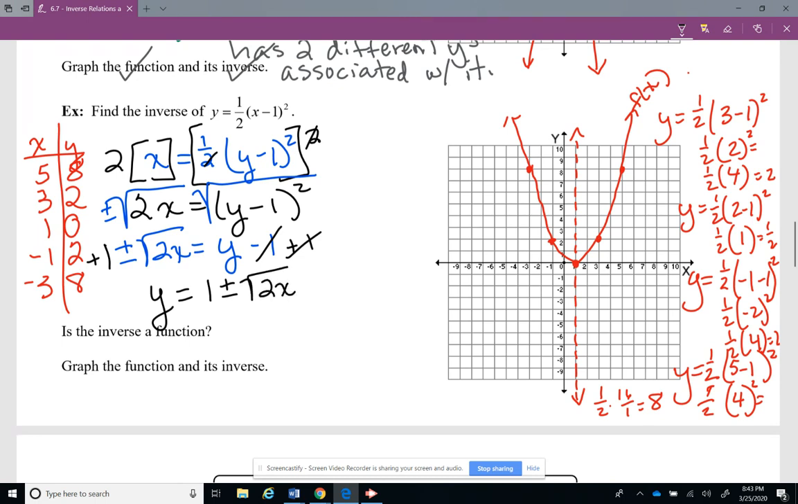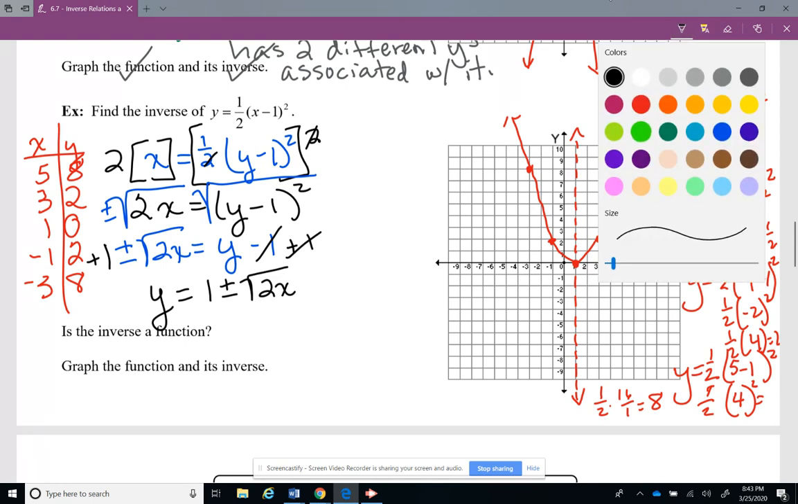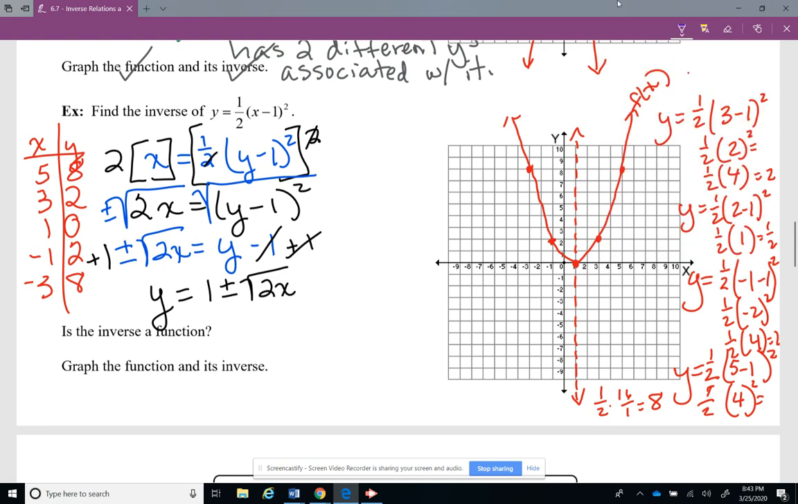Now, let me show you how I don't want you to write this because it can be misleading. If you put y equals plus or minus the square root of 2x plus 1, it looks like this plus 1 may be underneath the radical or it may not be underneath the radical. So, since we know it's not underneath the radical, put it on the left-hand side like I have it written so you know for sure. All right.